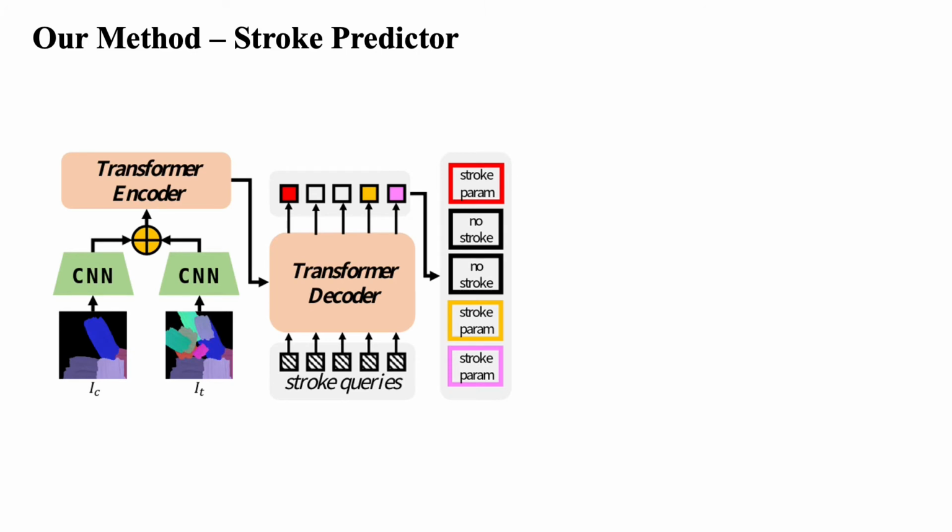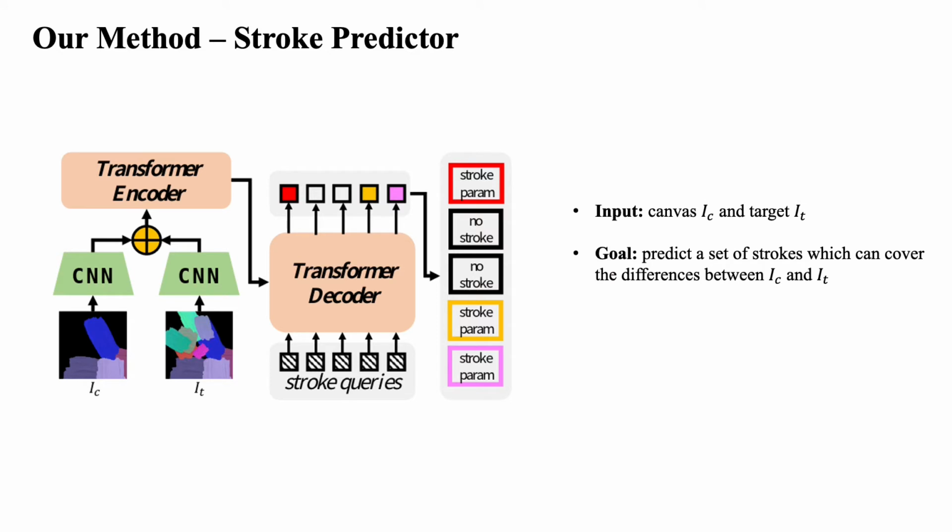Our stroke predictor takes two images as input. One is the current canvas I_C, and the other is the target image I_T. It predicts a set of strokes which can cover the difference between I_C and I_T. Inspired by DETR, we propose a transformer-based architecture. I_C and I_T are encoded by convolutional networks and transformer encoder firstly. Then, several stroke queries are set to transformer decoder, and the decoder outputs parameters of a set of strokes and their corresponding decision scores. Only strokes with positive decision scores are painted on the canvas.